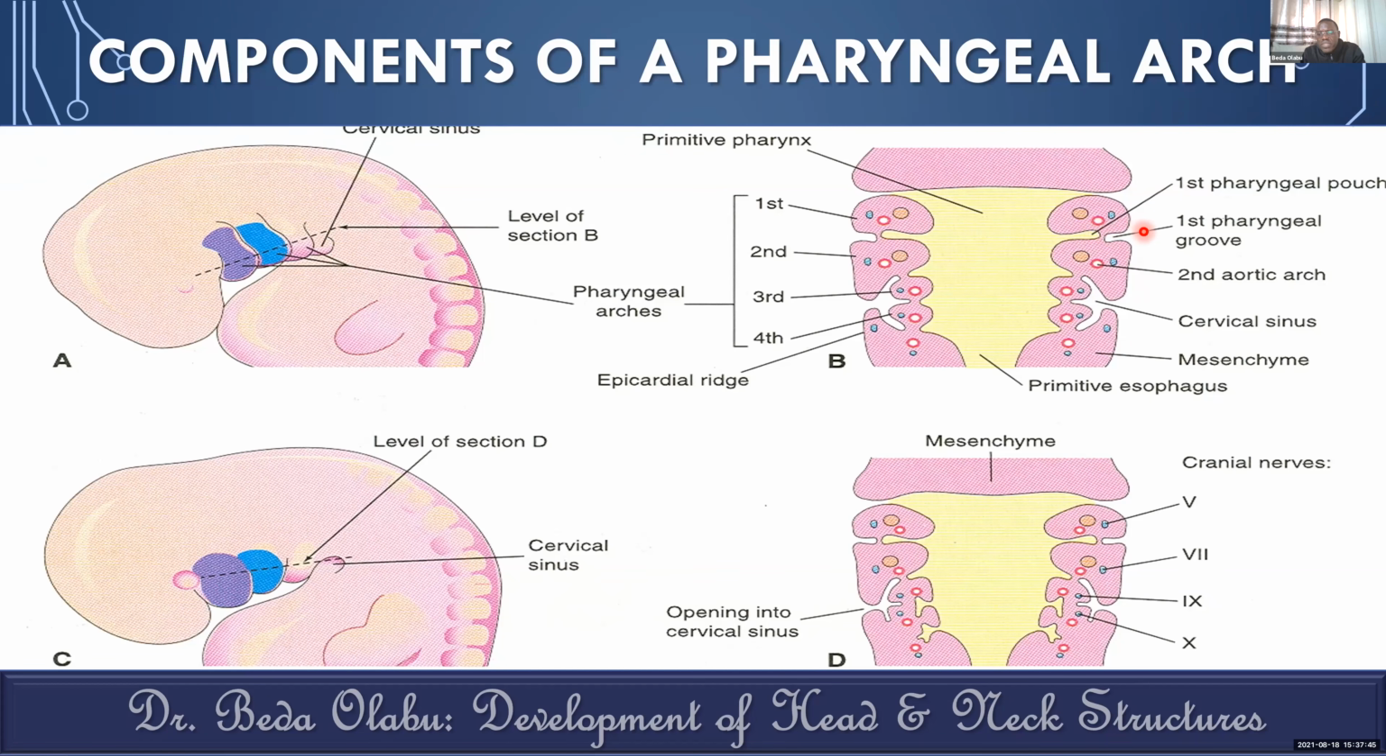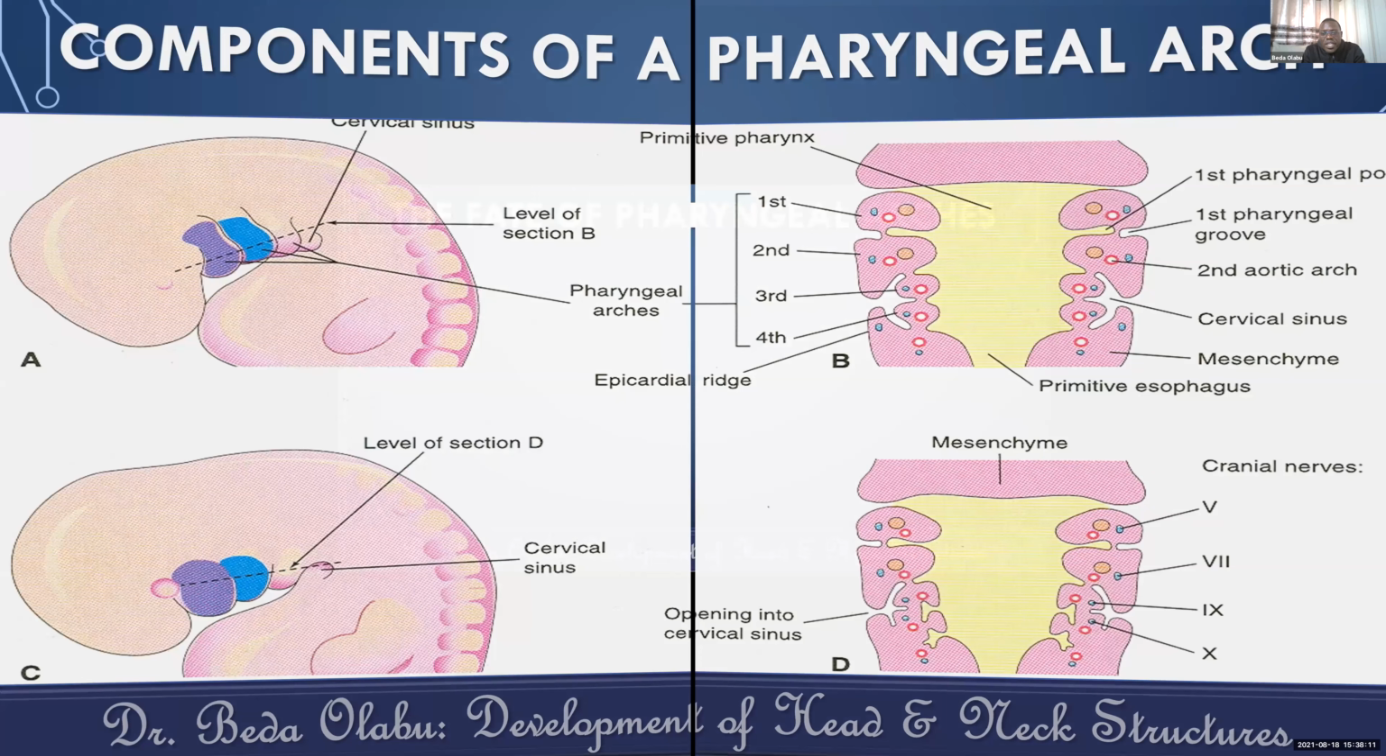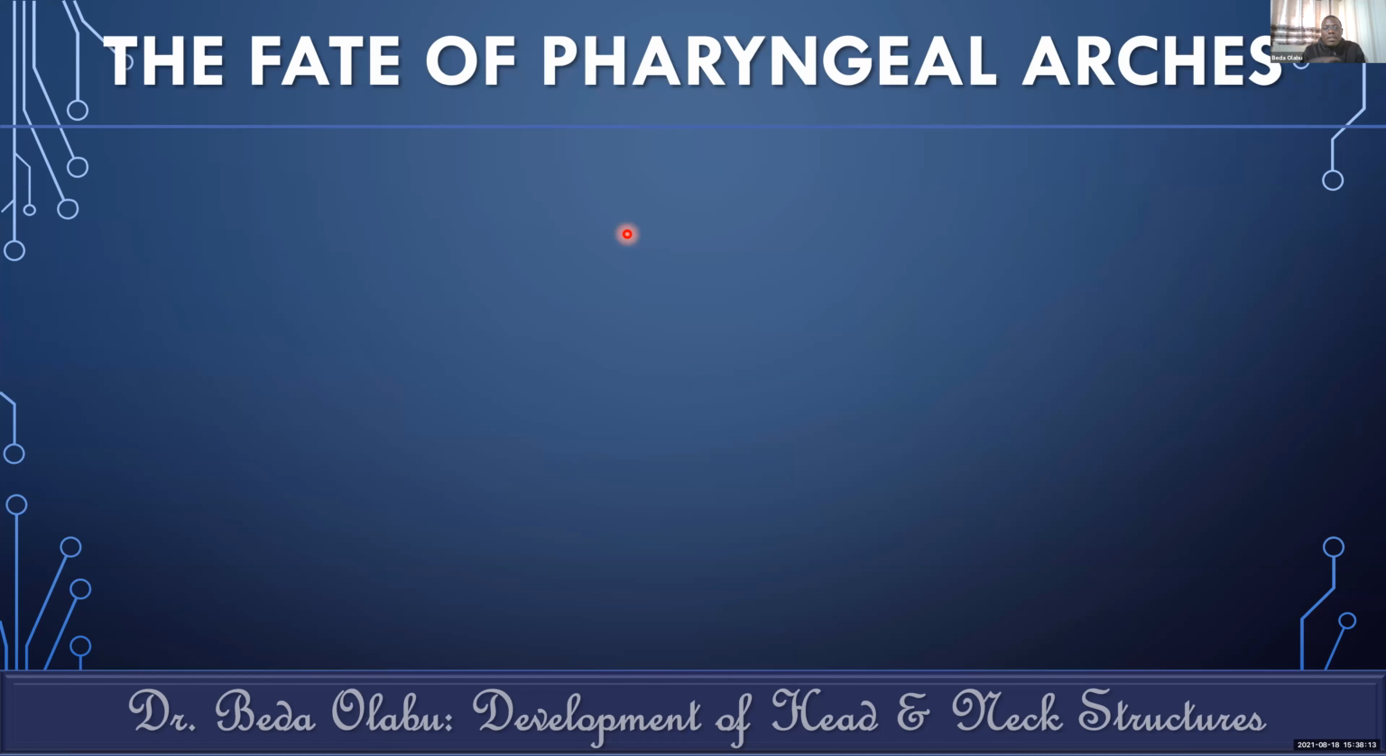And on the outside, we have a depression, which we call the pharyngeal groove, or the pharyngeal cleft. And as I mentioned to you, the tissue interface between one pharyngeal arch and another one is what we call the pharyngeal membrane. So now I want us to look at the fate of a pharyngeal arch. What happens to the pharyngeal arch as development continues?